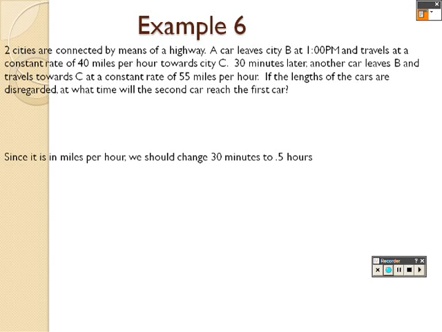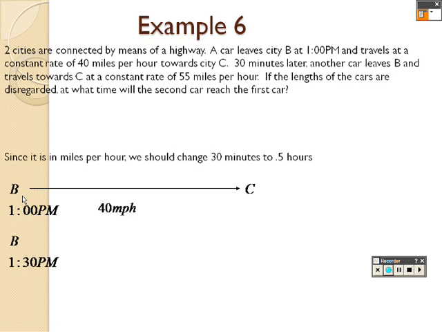Since it's in miles per hour, we should change 30 minutes to 0.5 because now we're talking about hours. Why don't we change that so it's 0.5 hours that the car leaves, so that everything is in the same units. So car B leaves at 1 and it's going towards C at 40 miles per hour. Then at 1:30, the next car leaves and it's going at 55 miles per hour.